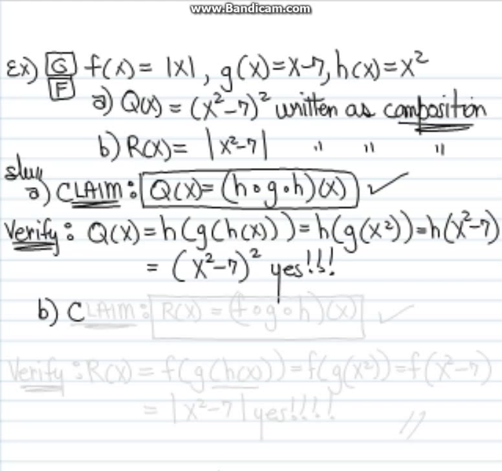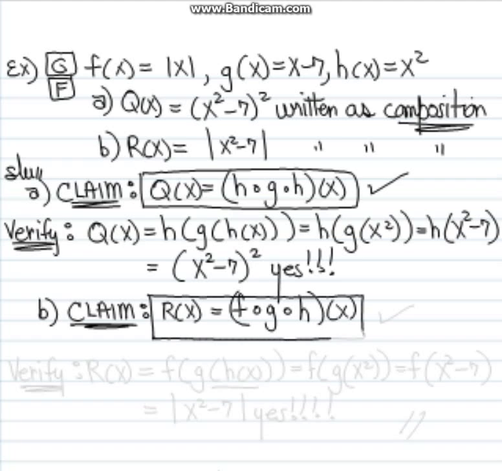Now let's do a claim for the second one. Look at the second one. It is the absolute value of x squared minus 7. Oh, this one might be easier. I think that my guess is r of x equals f composed with g composed with h of x. Let's verify that this is true. Well, I claim that r of x is equal to f of g of h of x.